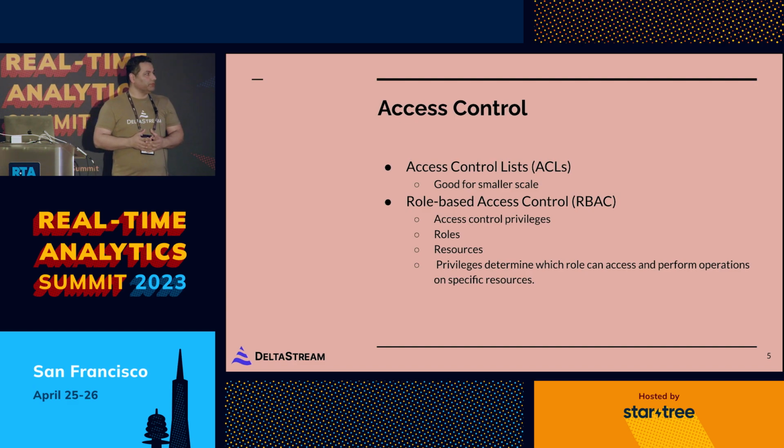So the main concepts in role-based access control are privileges, the operations that you can do on your data; roles, who can have these privileges to access and perform these changes on data; and of course resources, what the data is or the resource that you want to authorize people to access and perform operations on. In general, your privileges determine which role can access and perform what operation on a given resource. And with this principle, you will be able to control access to your data.